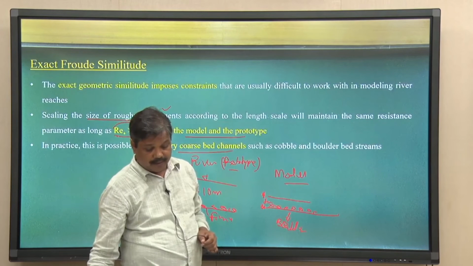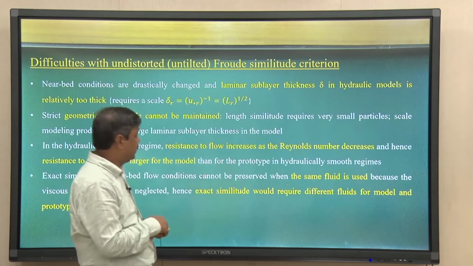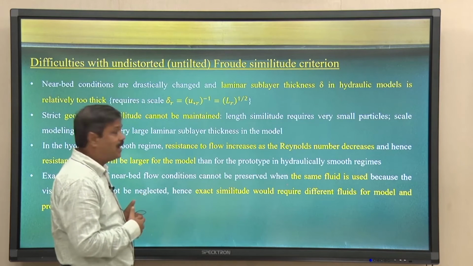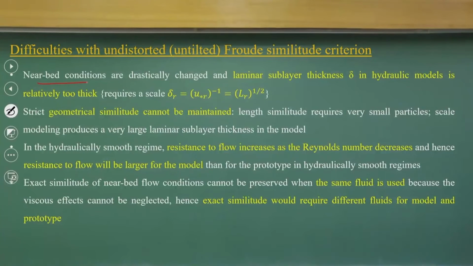Now, as we discussed earlier, near bed conditions will be drastically changed, because the laminar sublayer thickness in the hydraulic models is relatively too thick. The laminar sublayer thickness in the hydraulic models is relatively too thick. That is the reason you are required to scale down the laminar sublayer thickness ratios in terms of the shear velocity ratio rather than the length ratio.